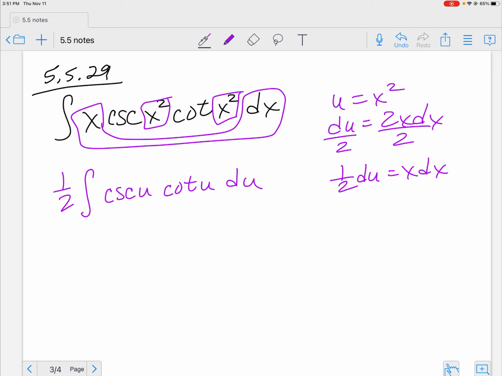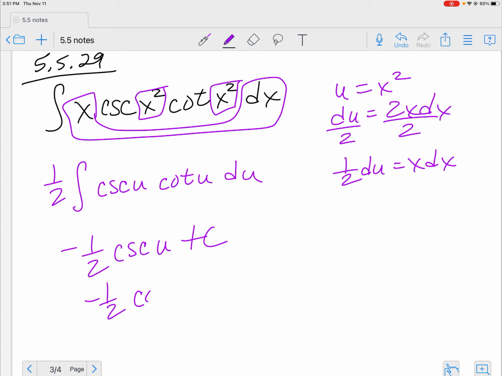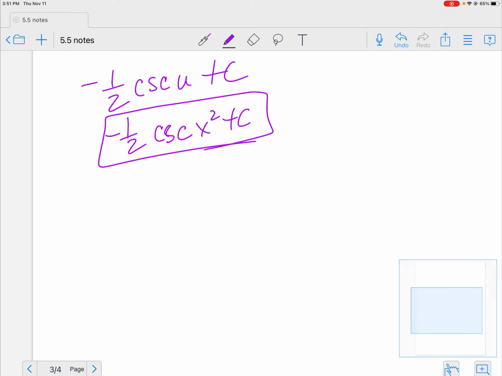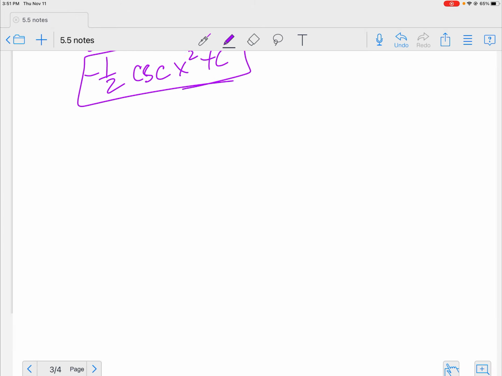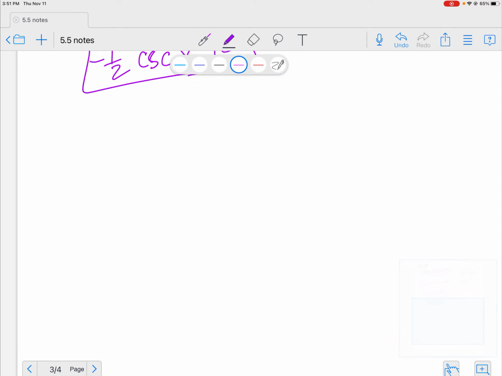Keep those differentials. Now, I've got a negative 1/2 cosecant u plus c. Plug back in for the variable. Negative 1/2 cosecant x squared plus c. I'll do the trick. Yeah, and the more you do this, the better you're going to get at it. If you can recognize your trig integrals, amazing, right? Amazing. That is super helpful whenever you try to identify what am I subbing out, what makes this happen.